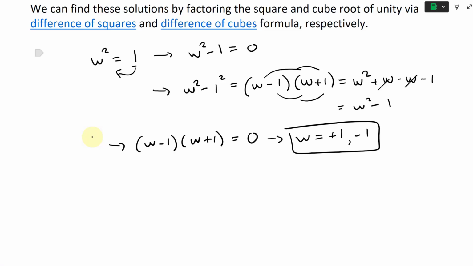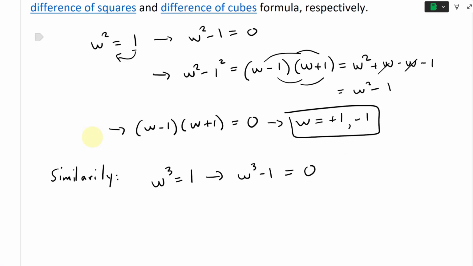So similarly, now we'll have a difference of cubes. Similarly, let's say the cube root of unity, w cubed equals 1. This should give us 3 solutions. So same thing, let's move the 1 over to the other side. So we're going to get w cubed minus 1 equals 0. And again, this is the same thing as writing w cubed minus 1 cubed. Same thing, 1 cubed. So this is a difference of cubes.